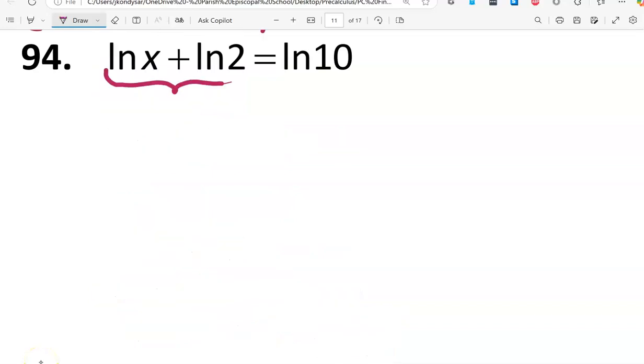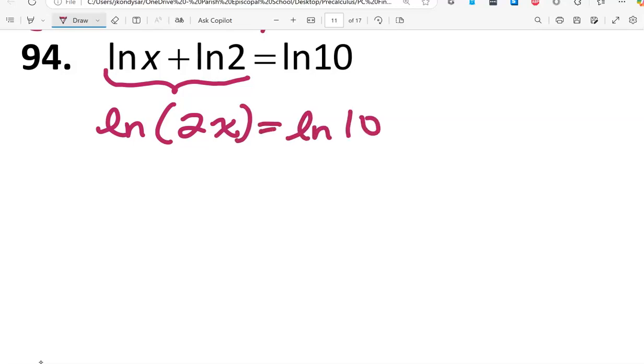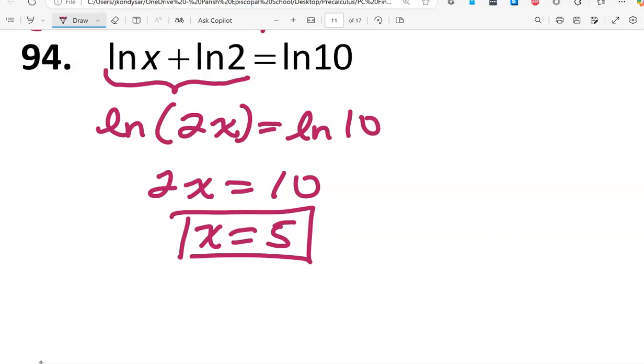In 94, we can condense the two logarithms. The natural log of x plus the natural log of 2 is equal to the natural log of 2 times x, and that's equal to the natural log of 10. Now that we have logs with the same base on both sides, we can undo the logs and divide, and we get a solution x equals 5. That doesn't make the argument of any logarithm a negative number when we check, so that's a valid solution.